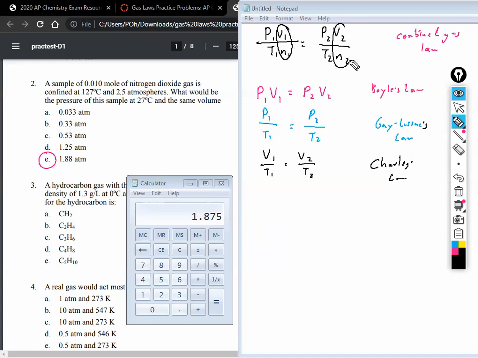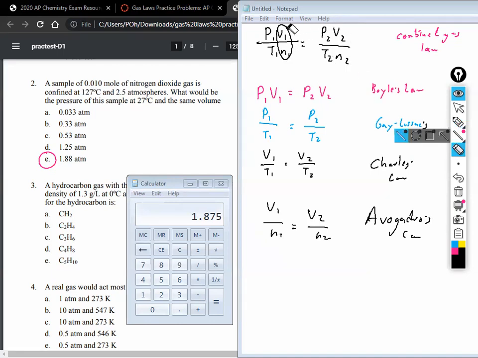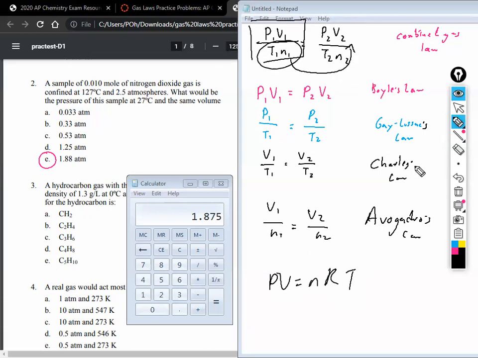Volume, thank you. Volume and moles. So we can get V1 over N1 equals V2 over N2. And this is Avogadro's law. Every single one of the gas laws we learned, and you guys can go back and double check it for me, you can get from this gas law right here. And if we really wanted to get fancy with it, we can take one side, and if we rearrange the equation, it becomes PV equals NRT. You can just put the N and the T on the other side. But that's a little bit more advanced, so you can just memorize this for the gas laws.